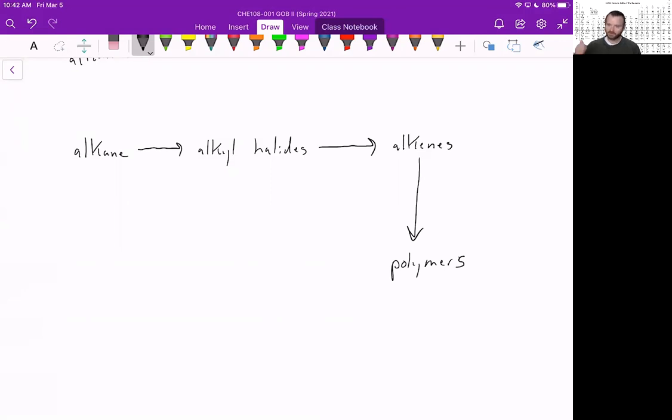So that's how you name alkyl halides. Same rules as alkanes, just use the appropriate prefix depending on the halogen you're using. And then alkanes undergo substitution reactions to become alkyl halides.